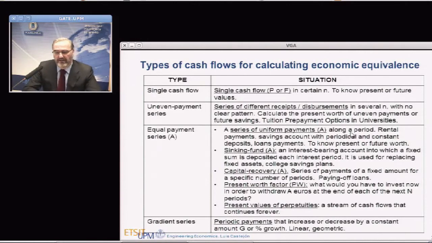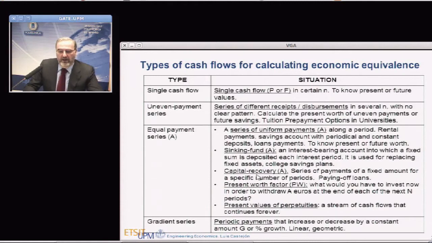So if I want to have 100,000 euros in 10 years from now, I make the calculation, and this economic engineering calculation will say that you have to deposit every interest period, every month or every year, an amount of, for example, 2,000 euros. This is quite used for college savings plans in our university environment, or in companies, which make savings for the future to replace a machine, a fixed asset.